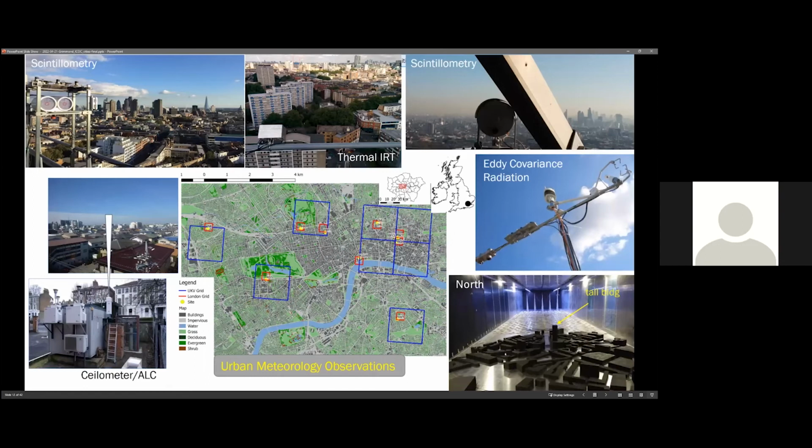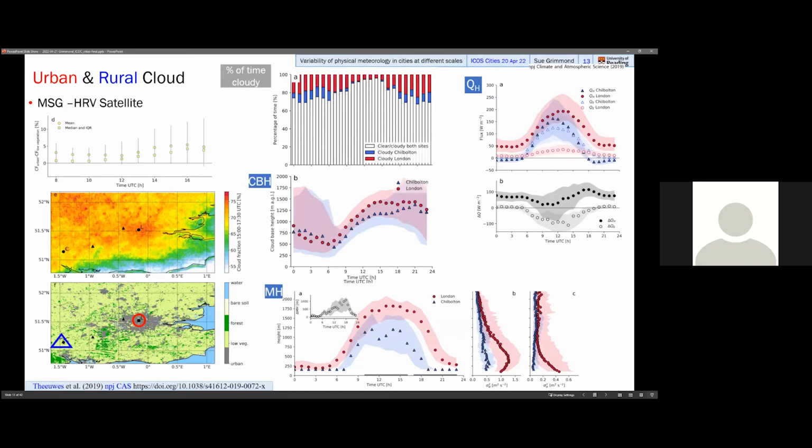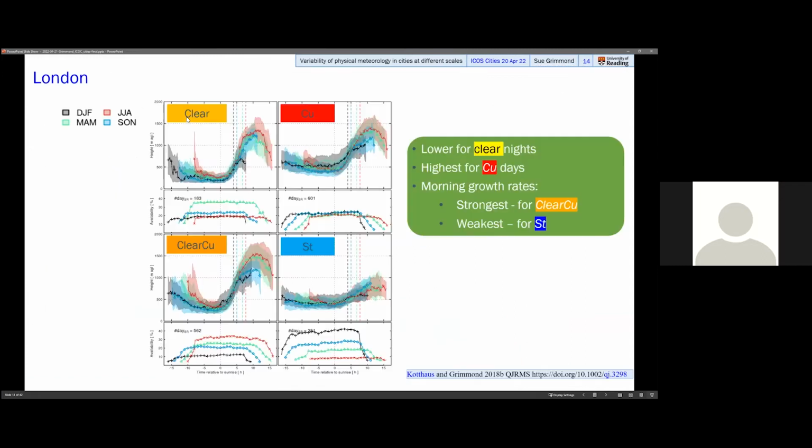In London, we've been making a wide range of full-scale observations using large aperture scintillometry, using ceilometers or ALCs, automatic lidars and ceilometers, and also infrared thermometry. The ceilometers allow us to look at variations in cloud cover, but they also allow us to look at variations in mixed layer height and how it varies with season and cloud conditions.